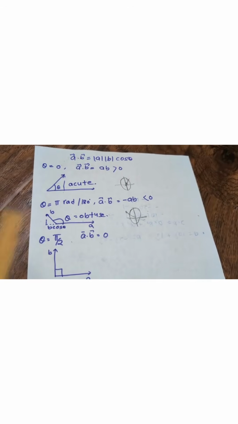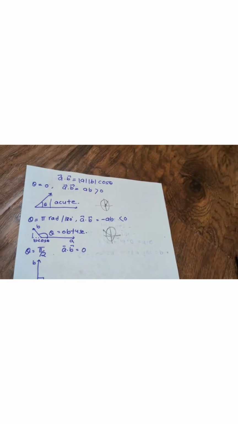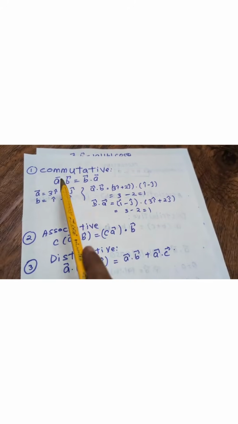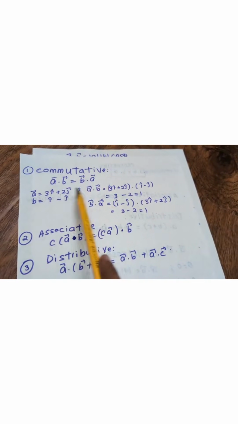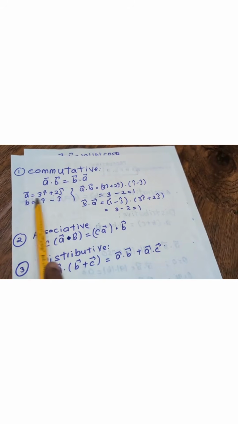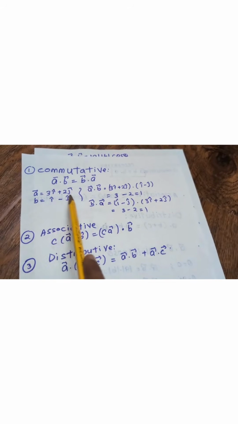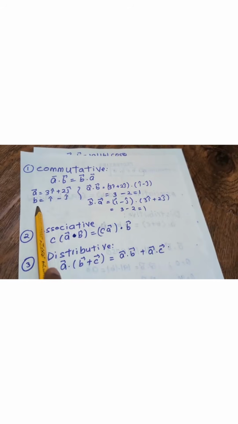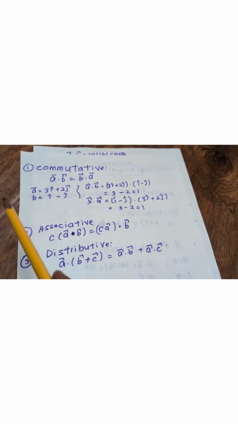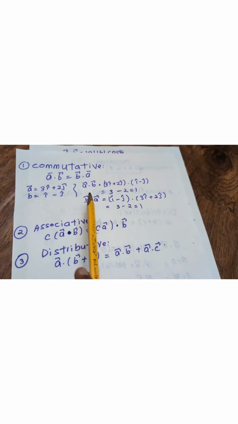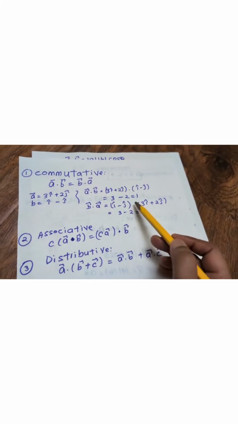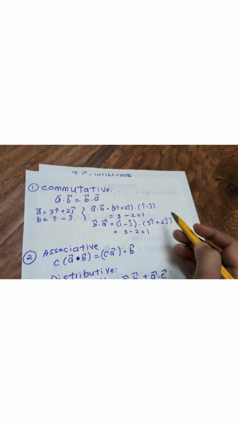Now let's see some properties we can get from this dot product. Dot products follow the commutative rule. A dot product B is the same as B dot product A. Now this is the example. Let's say A is 3i cap plus 2j cap, and vector B is i cap minus j cap. Sometimes I miss the arrow on the vectors, I'm sorry about that. So when you find A dot B, you will see that the value is the same as B dot A.